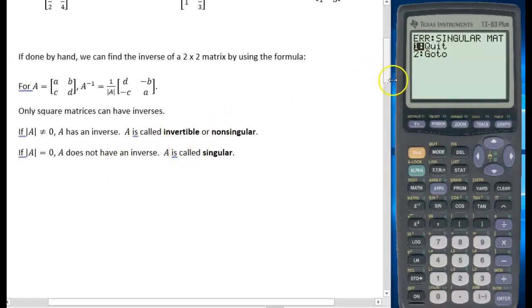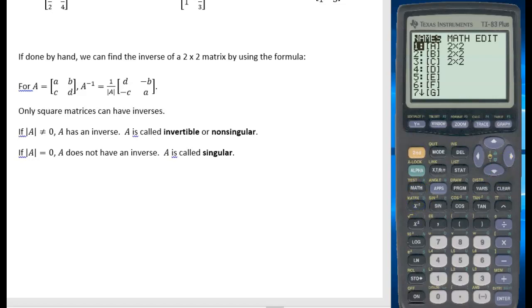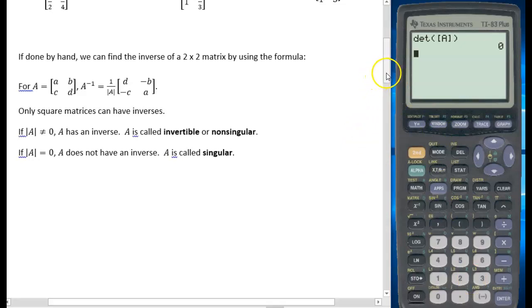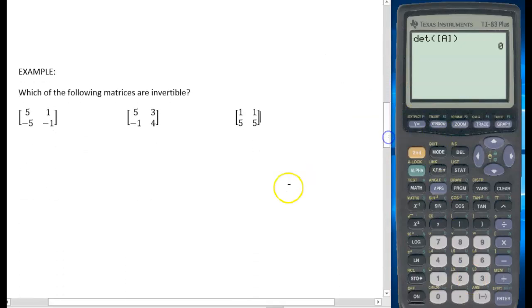And if you wanted to check and see, well, what is the determinant of this thing? It better be 0. Let's quit first. The determinant of matrix A is 0. So again, if you forget the rule, well then just check it on your calculator. Okay, so this one is no.